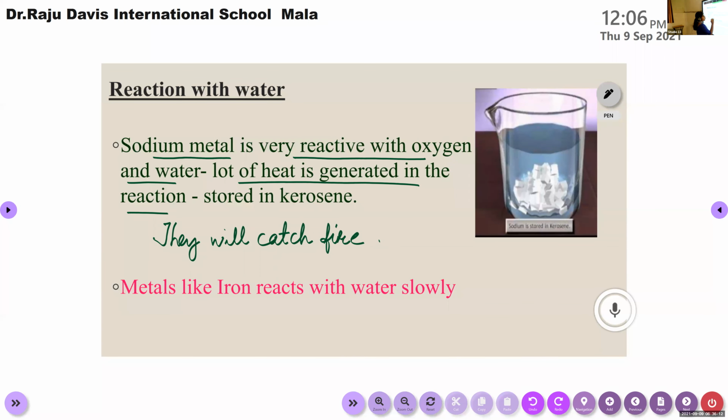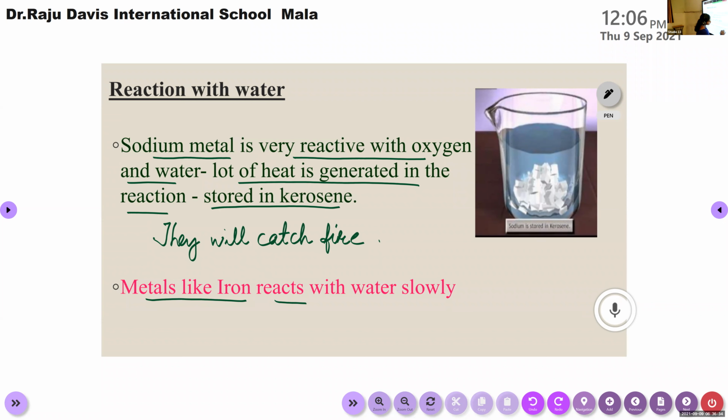So sodium metal is always stored in kerosene to avoid contact with air and water. Clear, children? Sodium metal is very reactive with oxygen and water. A lot of heat is generated in this reaction. It is stored in kerosene. Clear?